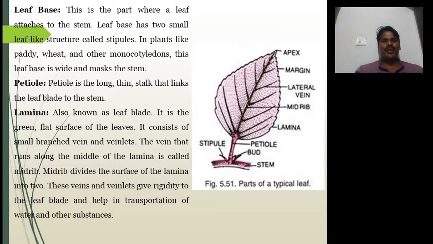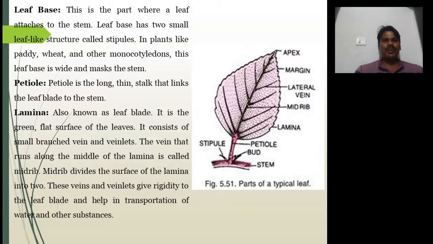Next part is the petiole. The petiole is a long, thin stalk that links the leaf blade to the stem. Then the lamina, also known as the leaf blade. The whole leaf, the shape of the leaf, the outline of the leaf, is called the lamina. It is a green, flat surface of the leaf.